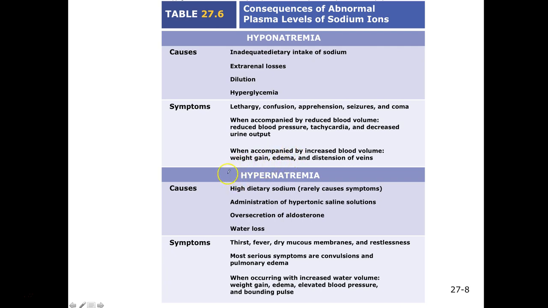So next, let's move into hypernatremia. This could be from high dietary sodium, which is more likely to occur when it's a dietary issue. Administration of hypertonic saline solutions or oversecretion of aldosterone, and water loss. So what this causes is going to be thirst, fever, dry mucous membranes, and restlessness.